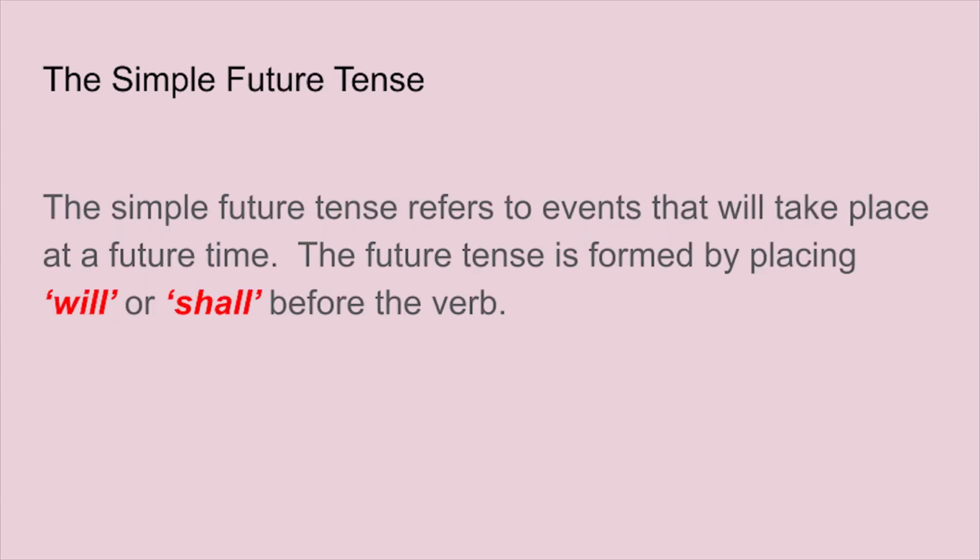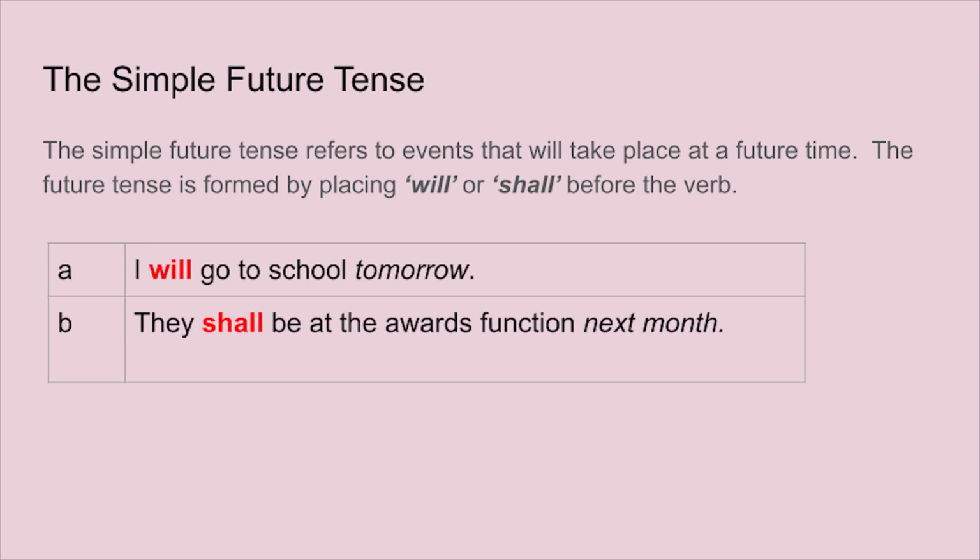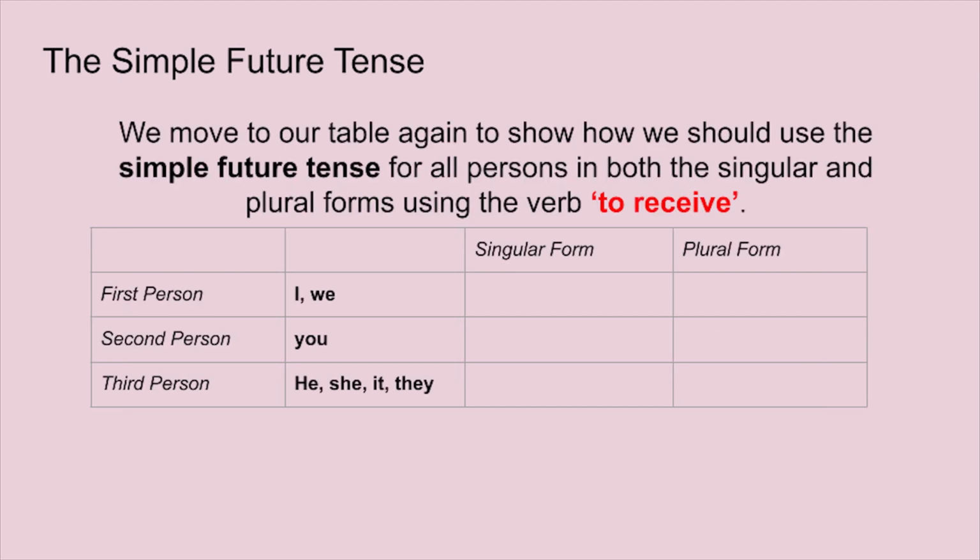Now we move to the simple future tense. The simple future tense refers to events that will take place at a future time. The future tense is formed by placing will or shall before the verb. I will go to school tomorrow. They shall be at the awards function next month. We move to our table again to show how we should use the simple future tense for all persons in both the singular and plural forms using the verb to receive.